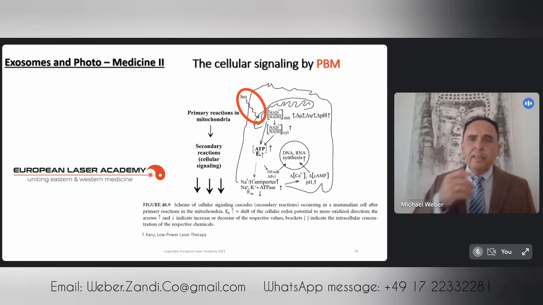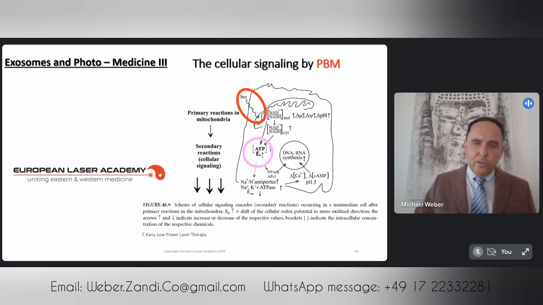The general effect of photomedicine looking at exosomes and stem cells is the cellular signaling that is achieved by PBM, by biomodulation. So we irradiate a tissue, the photons will penetrate, especially with red and infrared, down into the mitochondria, and will be absorbed by the different components.